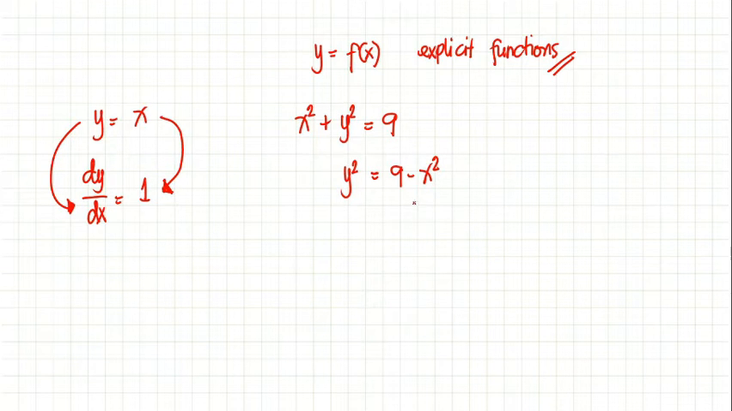Then since we are looking for y, we need to get rid of this square here. So we will extract the square root of both sides. Extracting the square root of both sides, we will have y equal to plus minus square root of 9 minus x squared. So we have already written the given equation in the form y equal to f of x.